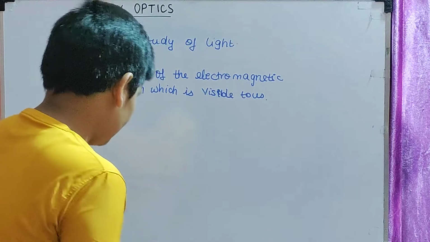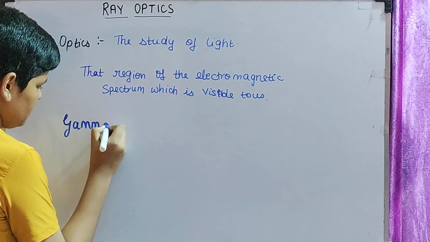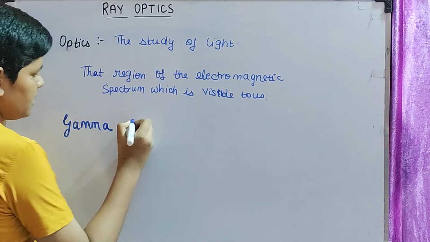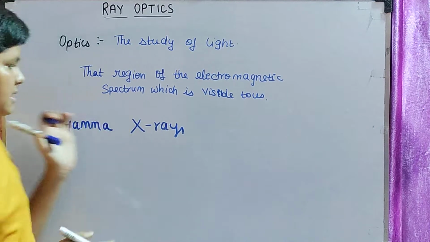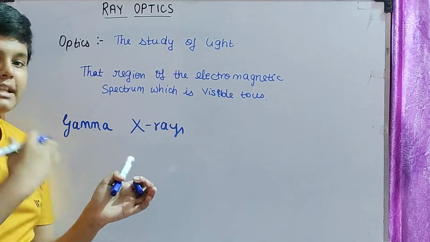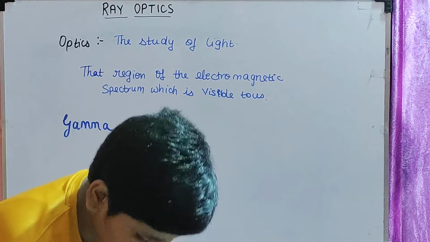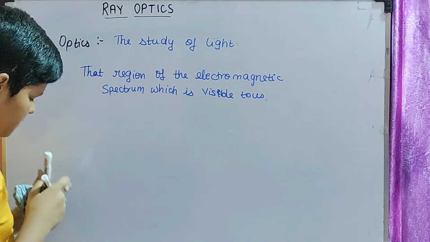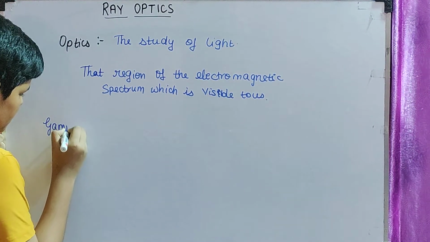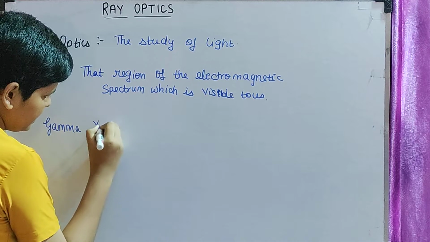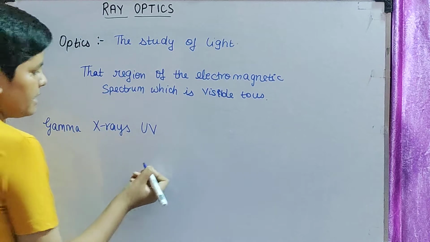So what is the electromagnetic spectrum? It starts from gamma rays. The first rays are gamma, then we have X-rays. The electromagnetic spectrum is just like a series of all the different rays which increase in wavelength. So first gamma rays, then X-rays. Let me write that a little bit short. Gamma, then we have X-rays, then we have UV rays, ultraviolet rays.